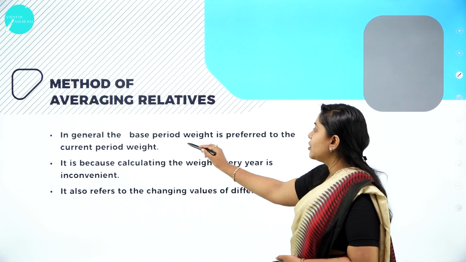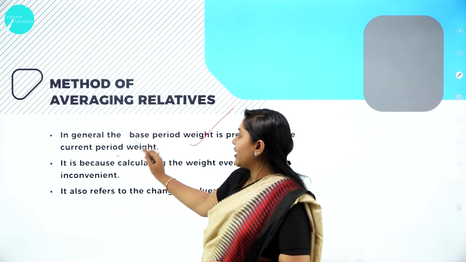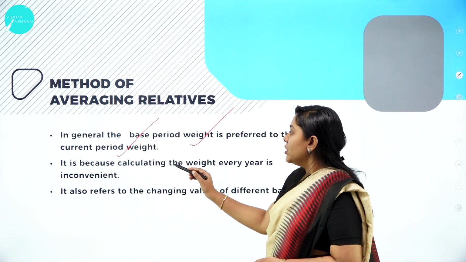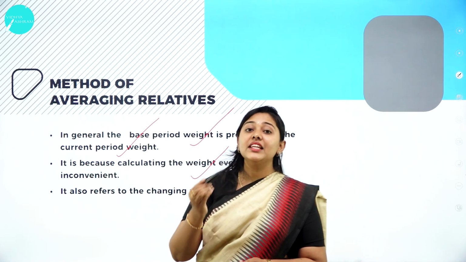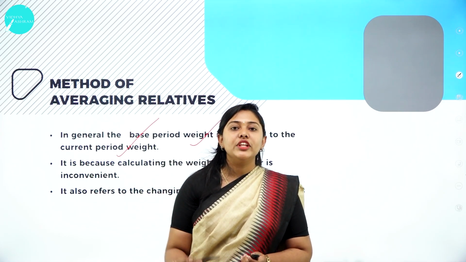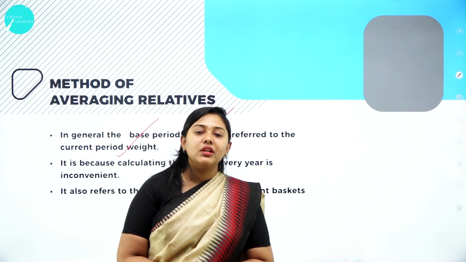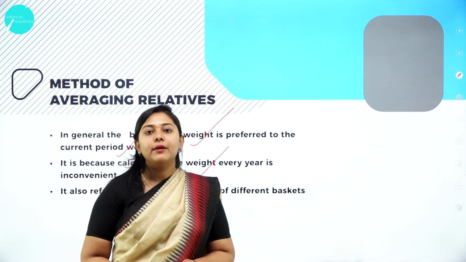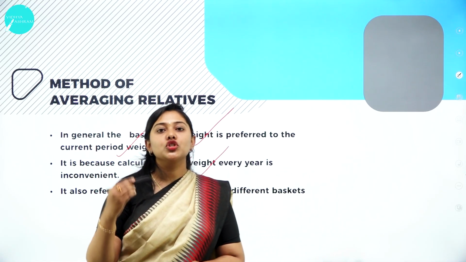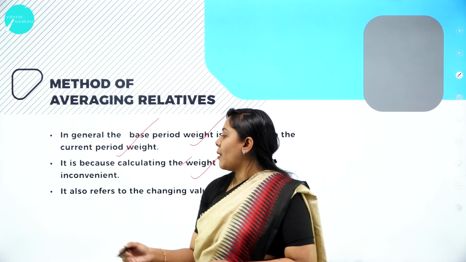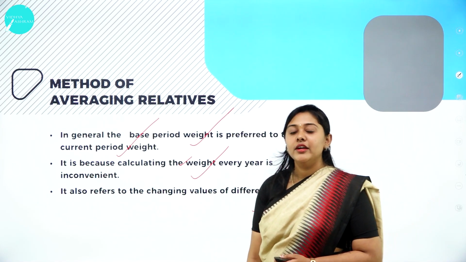In general, the base period weight is preferred to calculate the current period index. It is because calculating the weight every year is inconvenient. Every year we would need to calculate the weight, it becomes inconvenient and the calculation also becomes more. So for that purpose, only the base period will be taken for consideration to study your index number. It also refers to the changing value of different baskets.